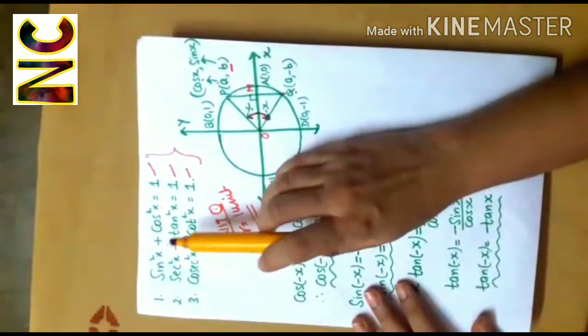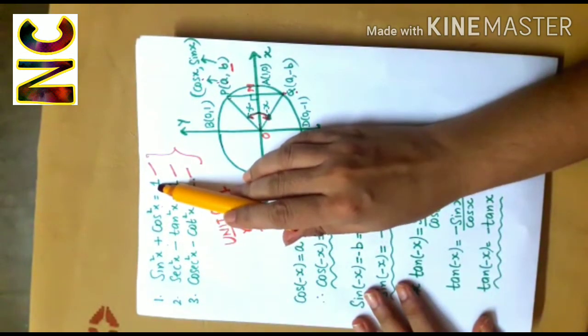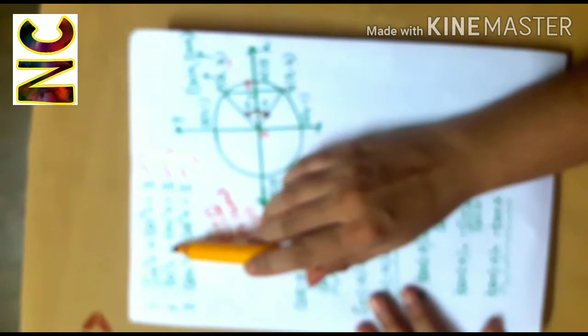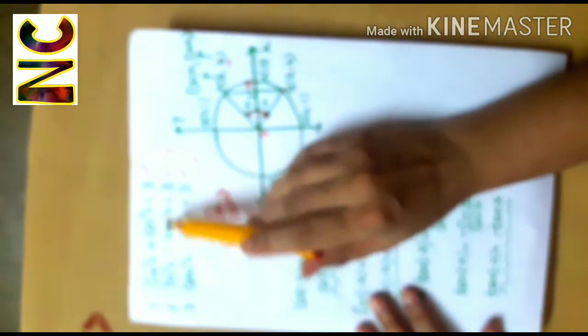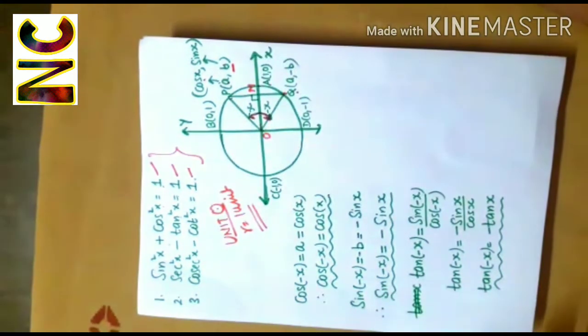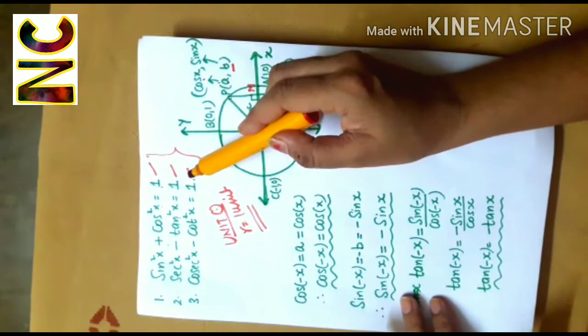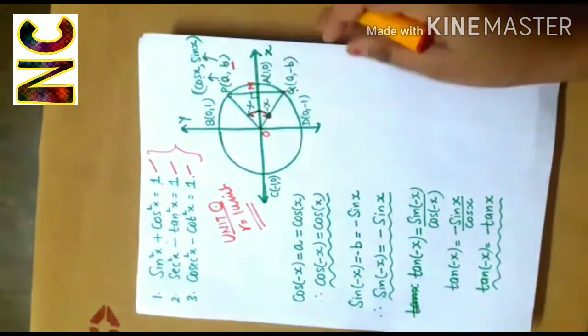So we have obtained the identities sin square x plus cos square x equals 1, secant square x minus tan square x equals 1, cosecant square x minus cot square x is equal to 1. You have to remember these identities because these will be used very frequently, right?